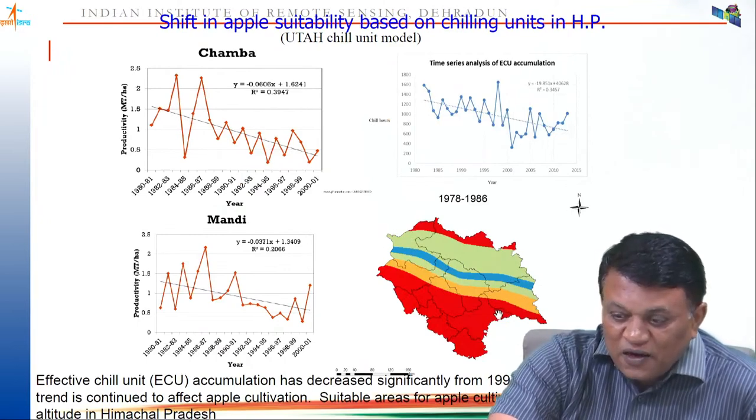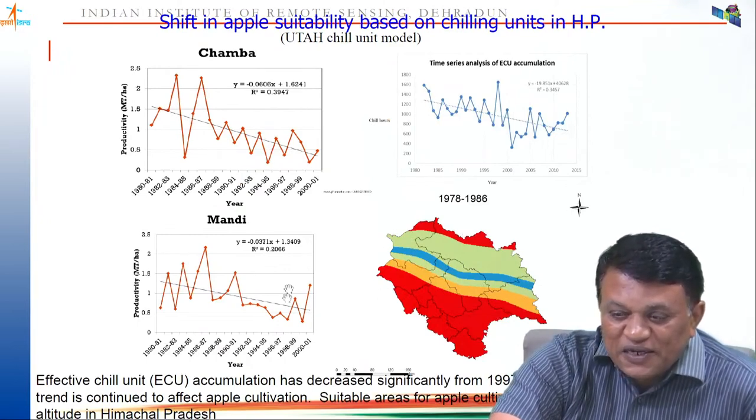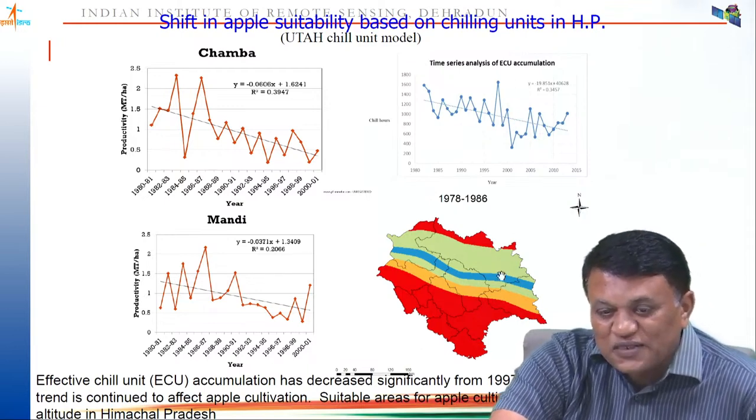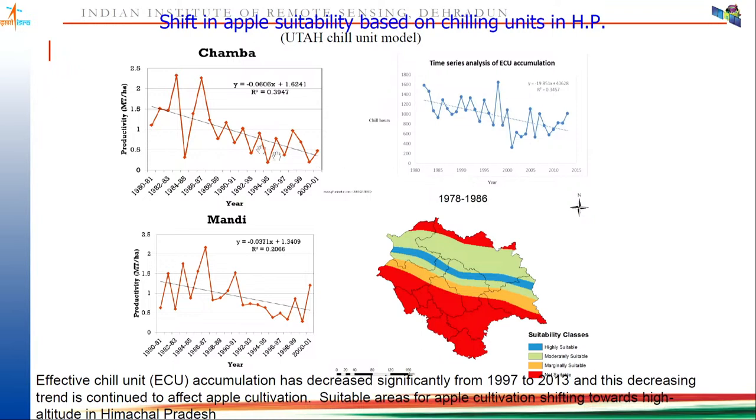Apple: now this apple cultivating area is shifting, the shifting of the apple belt. It is shifting towards higher latitudes. With the chilling unit declining, crop productivity is also declining.